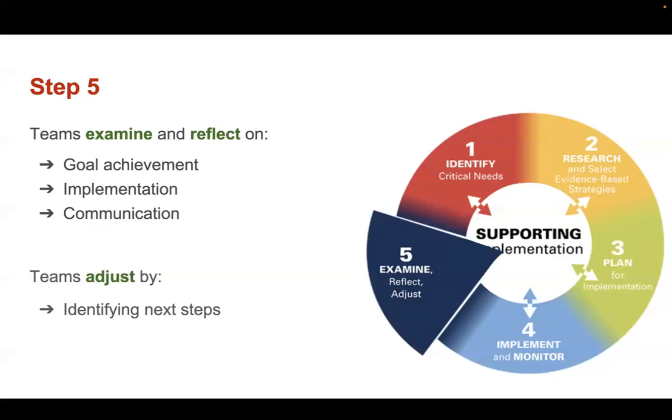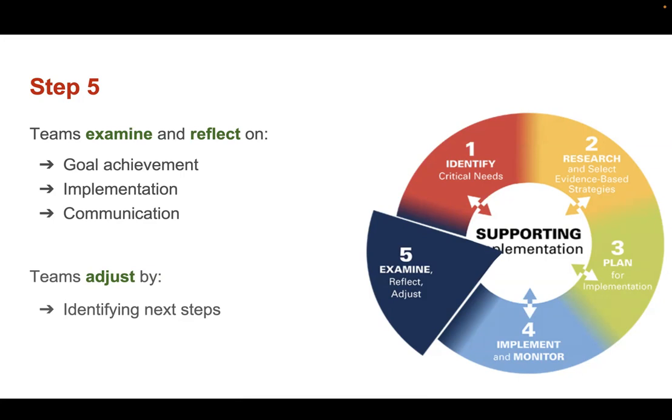Once you put your plan into place, once you've got your student outcomes, you're going to look at three different areas: your goal achievement, your implementation, and your communication. In goal achievement, was the intended outcome reached? Did you meet your goals? In the implementation phase, were the strategies implemented as designed? Were they implemented with fidelity?